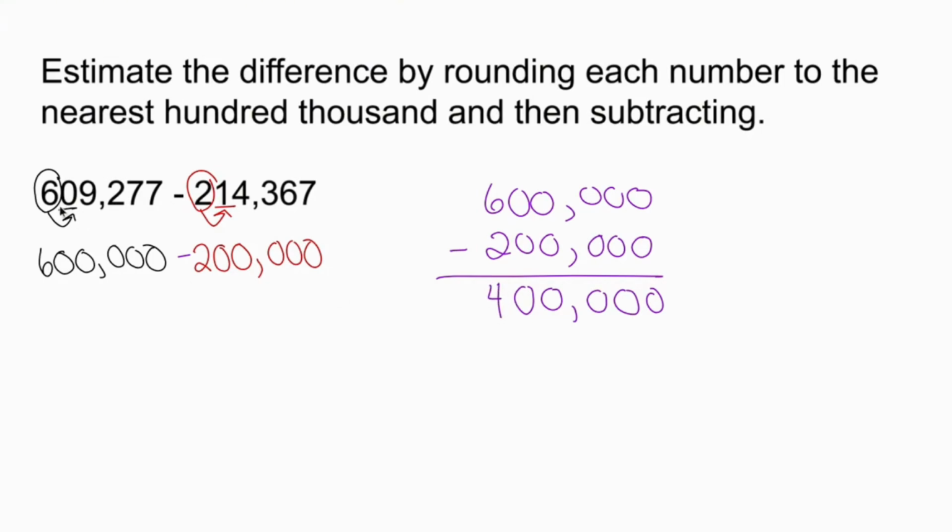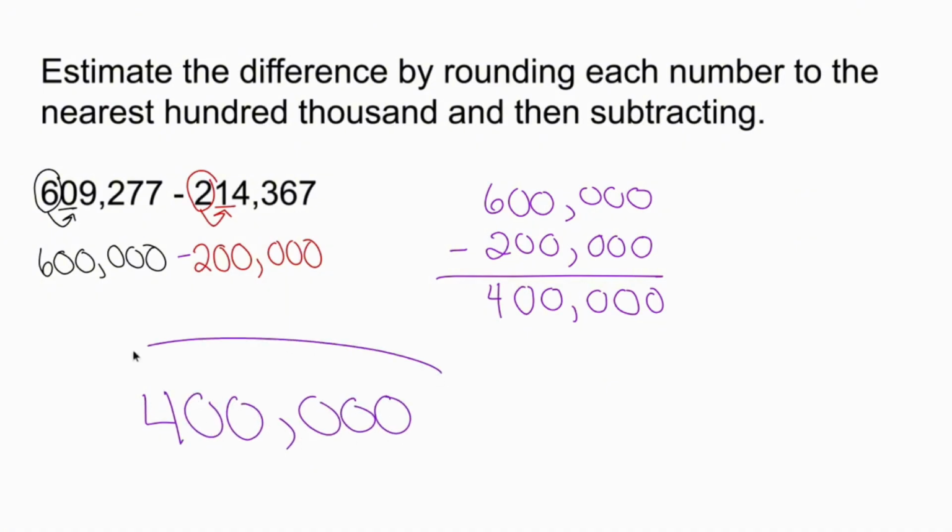So 609,277 minus 214,367 when estimated to the nearest 100,000 and subtracted becomes 400,000. And that's how it's done.